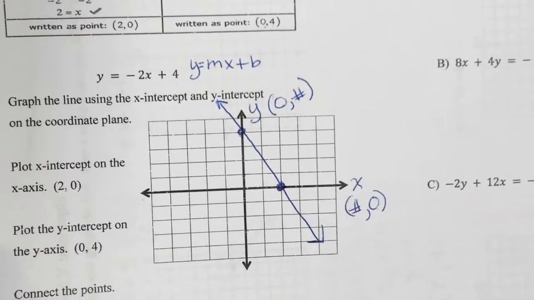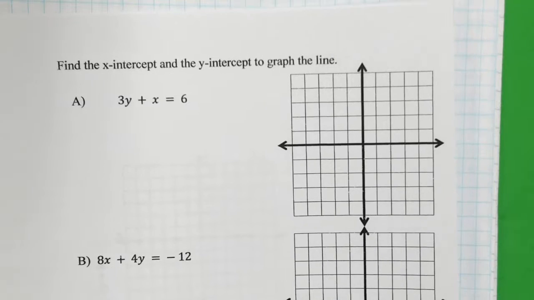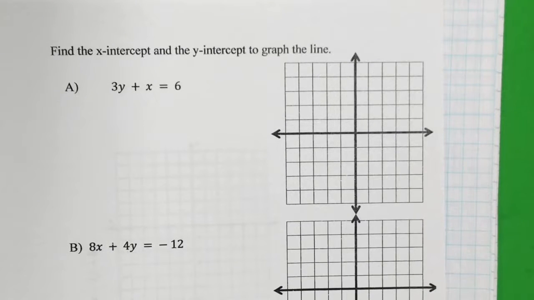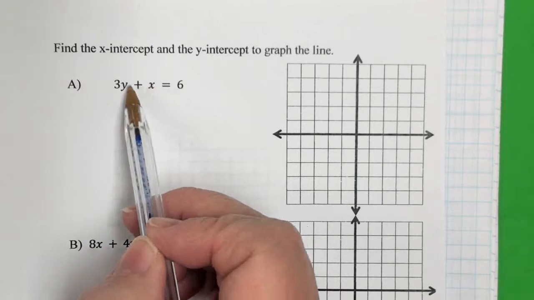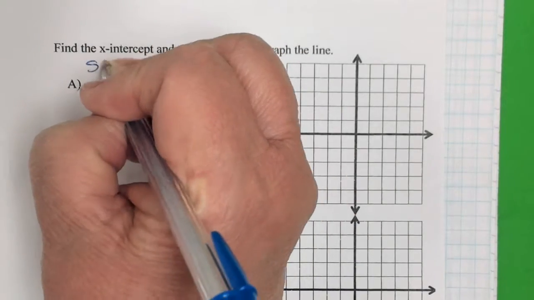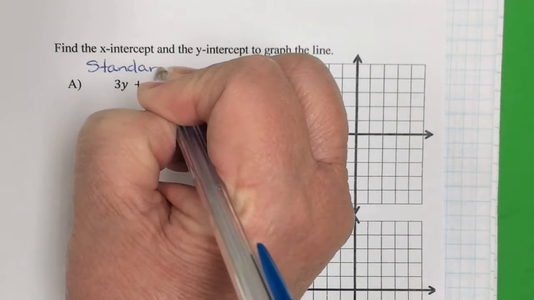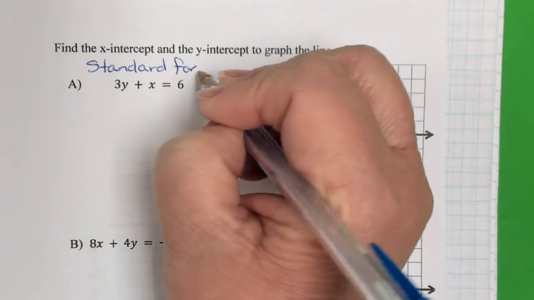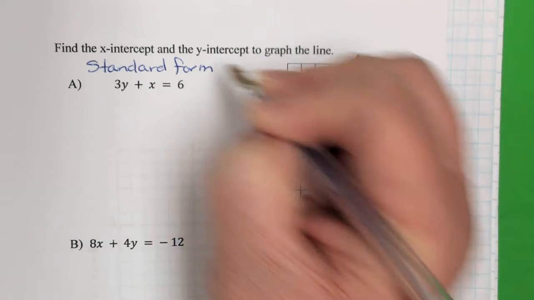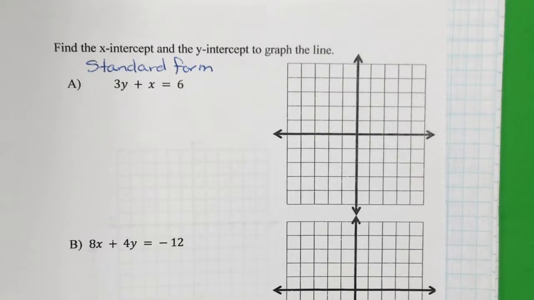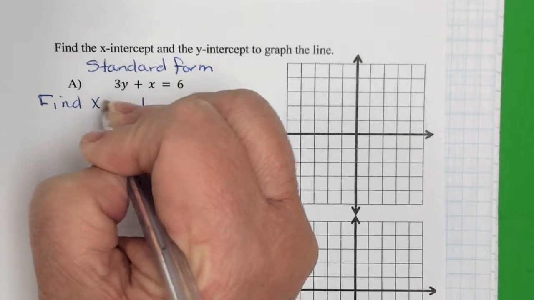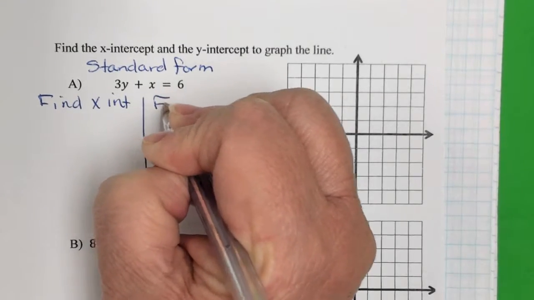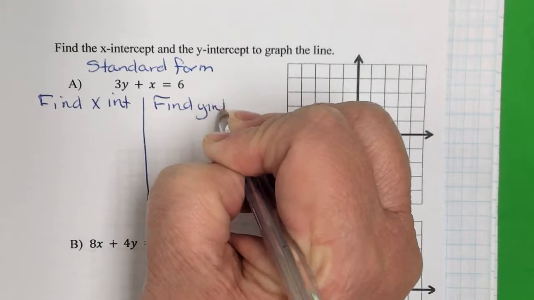Okay. Next, here's our equation. For this example, we have 3y plus x equals 6. When x and y are on the left-hand side, that's known to be in standard form. Remember, slope-intercept form, y was by itself on the left-hand side. All right. We're going to find the x-intercept, and we're going to find the y-intercept.